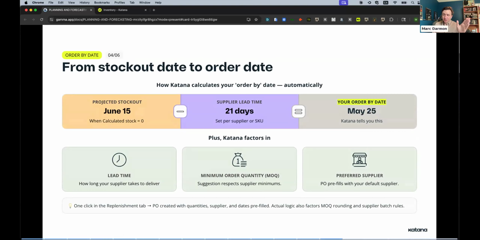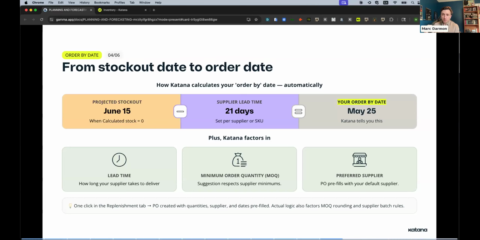And then my last slide before I jump into the demo is just to talk about things like supplier lead time. So when we're looking at the replenishment view and we're looking at an understanding of when this thing is expected to go out of stock based on all of those calculations, and based on my supplier lead time, that tells me how long a thing gets to me. What is my suggested reorder by date to meet that demand to ensure that I'm not dipping below zero?